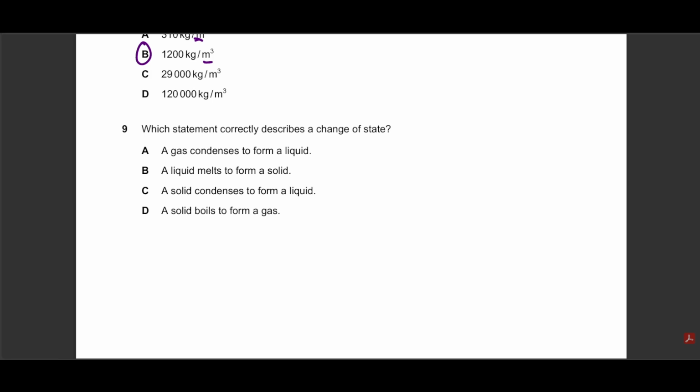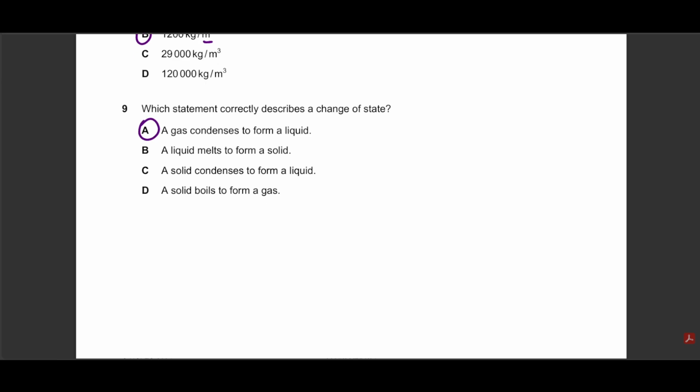Question number 9. Which statement correctly describes a change in state? And very easily we can see a gas condenses from a liquid would be the right answer. Other options are incorrect physics. You see, a liquid melts to form a solid. No, melting is when liquid is formed from a solid. A solid condenses. Condensation only takes place when a gas and a liquid is involved. So not possible. A solid boils, again not possible. So he's using wrong terminology for wrong situations.